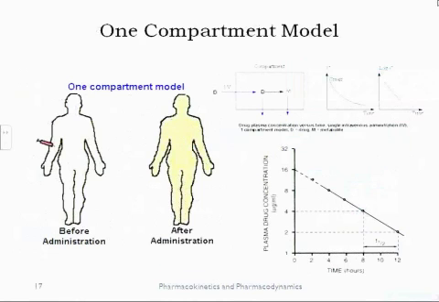Now, the one-compartment model is very simple. It literally indicates that as soon as you inject the medication, it distributes evenly all over the body. That never happens.